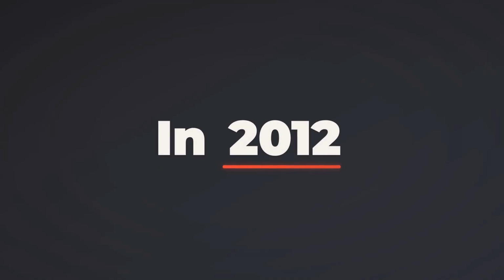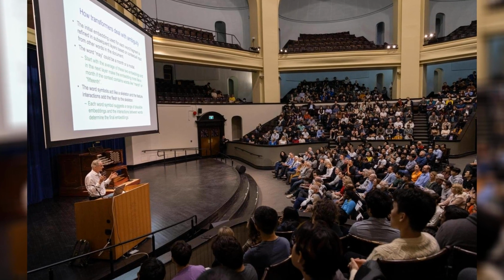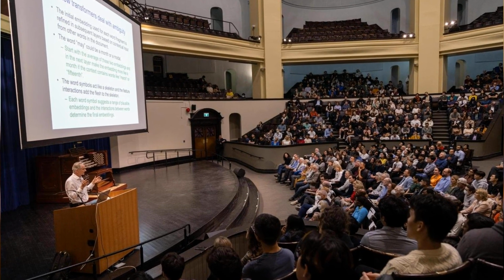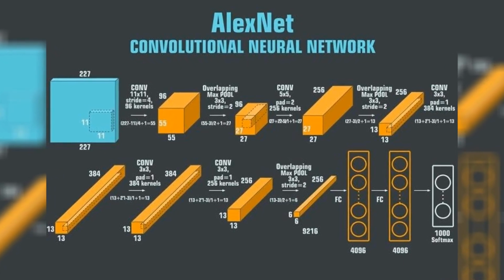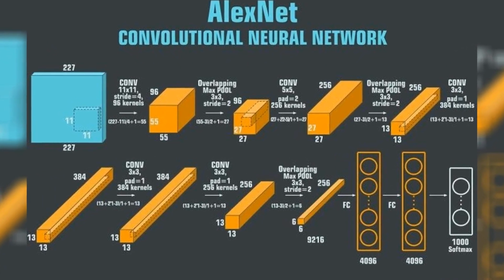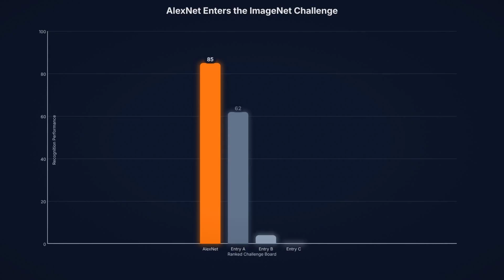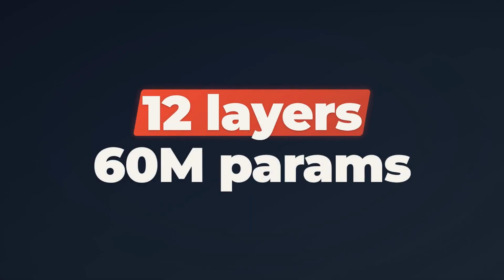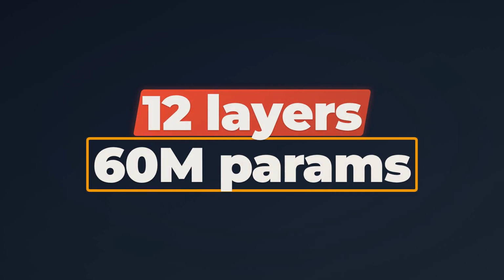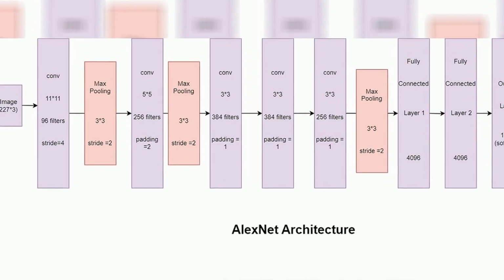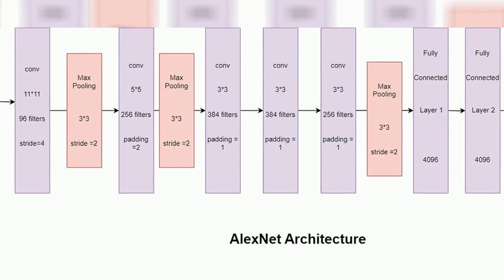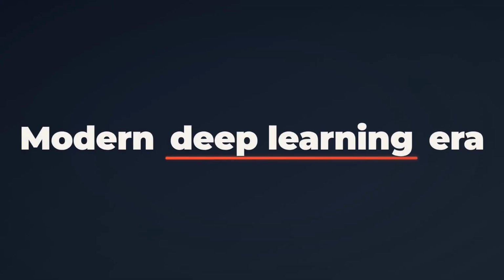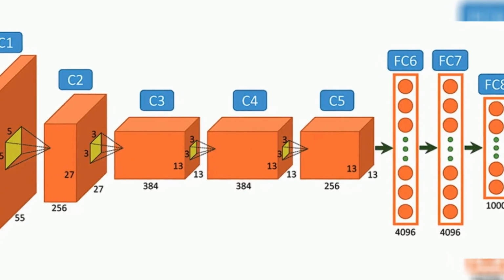Then, in 2012, Alex Krizhevsky and Ilya Sutskever, working with Geoffrey Hinton at the University of Toronto, entered the ImageNet Large-Scale Visual Recognition Challenge with a deep convolutional neural network called AlexNet. It had 5 convolutional layers, 3 fully connected layers, and approximately 60 million parameters. It won the competition so decisively that it essentially launched the modern deep learning era.